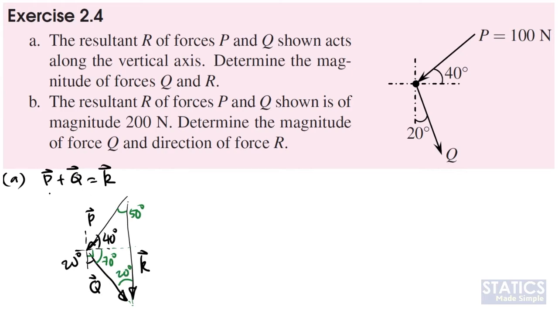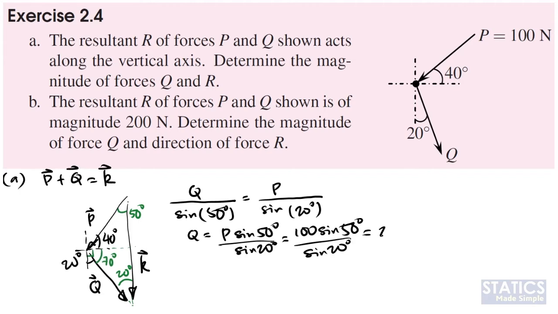Since we have only three vectors here, P, Q, and R, we can use trigonometric approach to solve this problem. So I'm going to use sine rule. The aim here is to find the magnitude of force Q and R. We can write magnitude of force Q divided by the sine of angle opposing vector Q, in this case 50 degrees, will be equals to vector P divided by sine of angle opposing vector P, in this case 20 degrees. Substitute the values of P and rearranging, we can get vector Q is equals to 223.98 Newton.